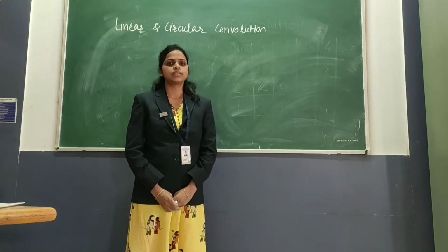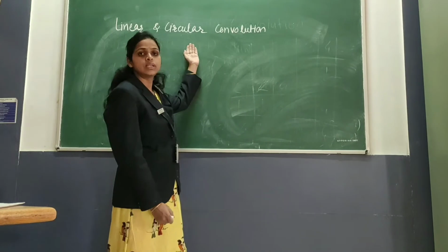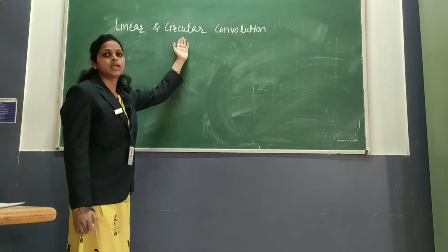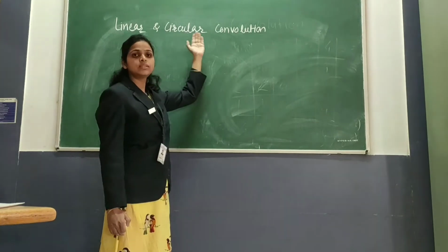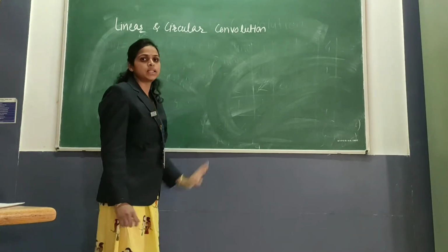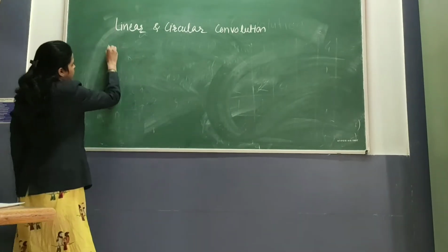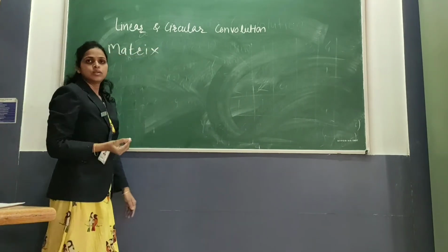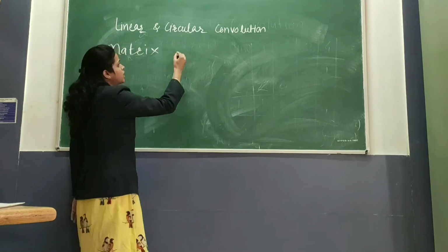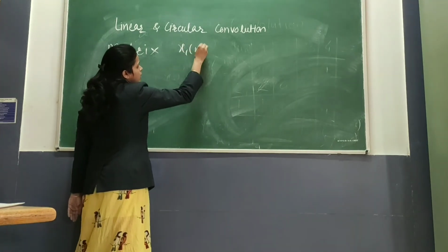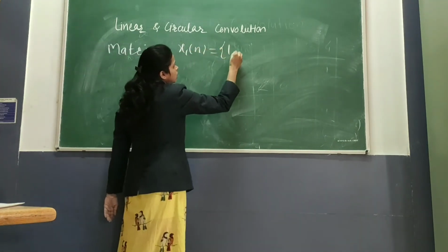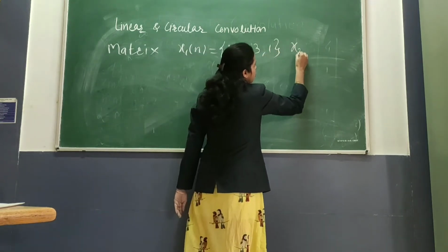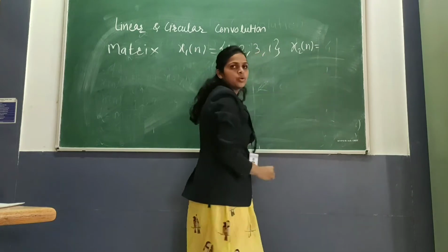Today we will discuss circular convolution and the difference between linear convolution and circular convolution. First of all, we will start with circular convolution, a shortcut method, that is the matrix multiplication method. For solving, we will take one example: x1 of n is 1, 2, 3, 1 and x2 of n is 1, 2, 1.